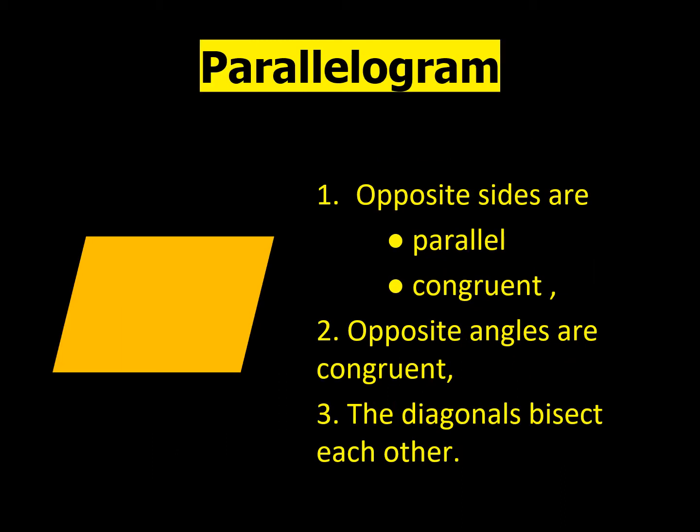We have also parallelogram. The first property is opposite sides are parallel and congruent. Second, opposite angles are congruent. And number 3, the diagonals bisect each other.